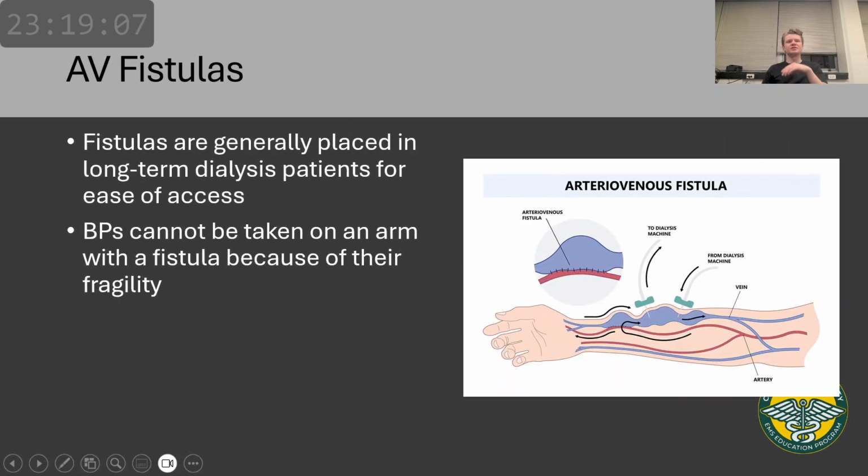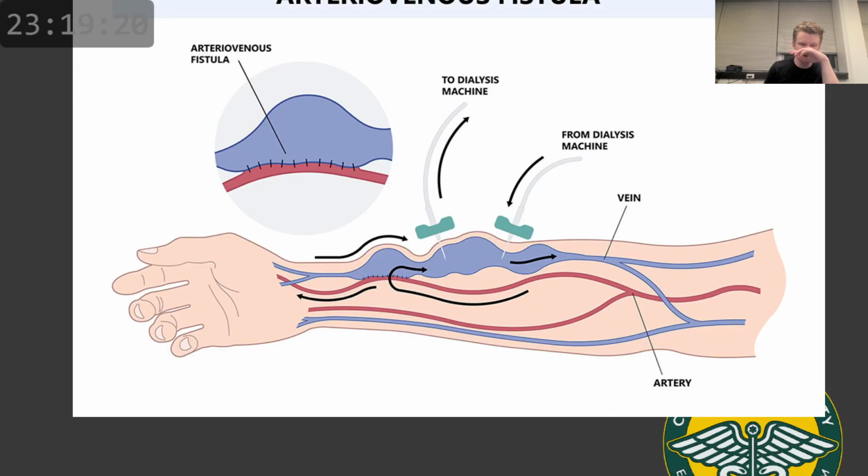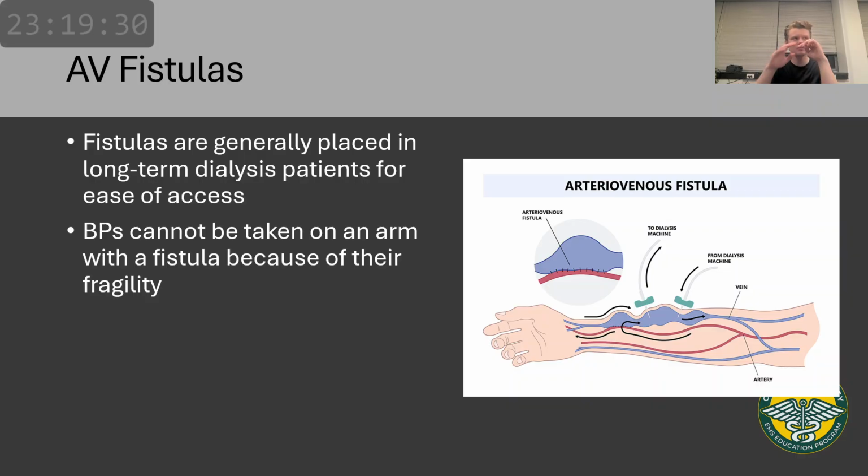All right, AV fistulas, something that we see in our hemodialysis patients, not really in our peritoneal dialysis patients. Fistulas are these little surgical connections that are made between an artery and a vein, and it helps plump up this vein so that they're very easy to access. I have a picture of an actual one on the next slide. This helps a lot with access.